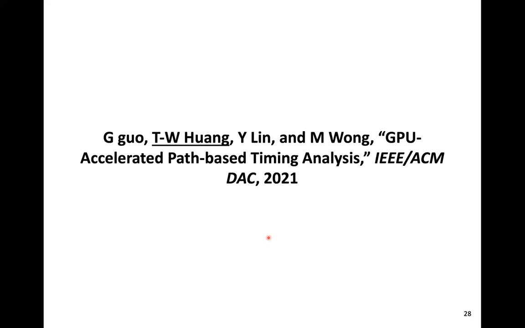So basically, if you want to have a fully GPU accelerated STA, we need to redesign a lot of data structures from the very beginning, because the data structure and data layout you use for GPU and CPU is completely different. It's completely different.